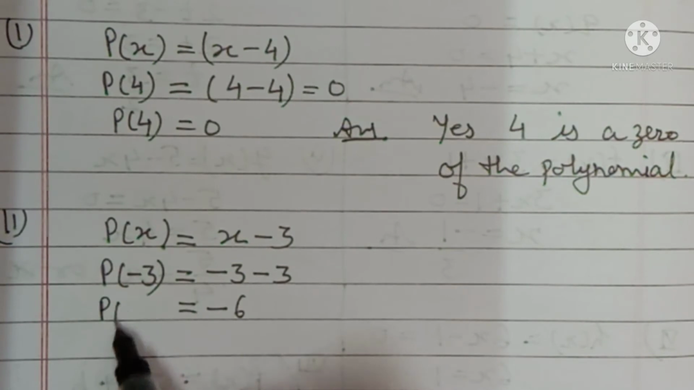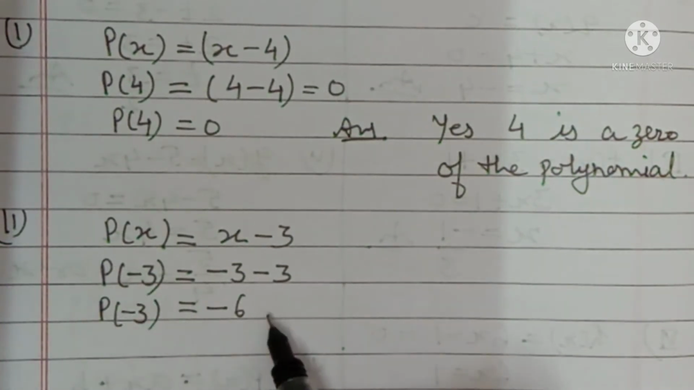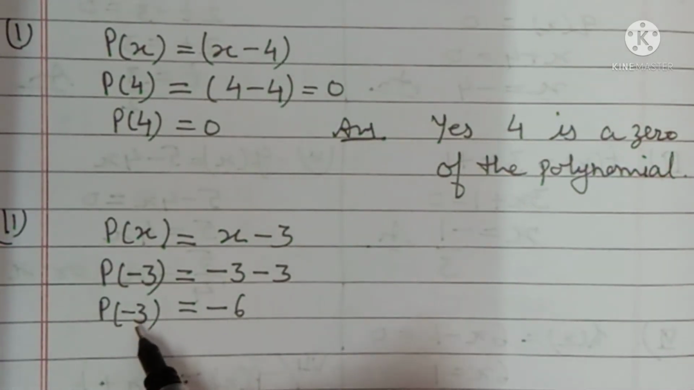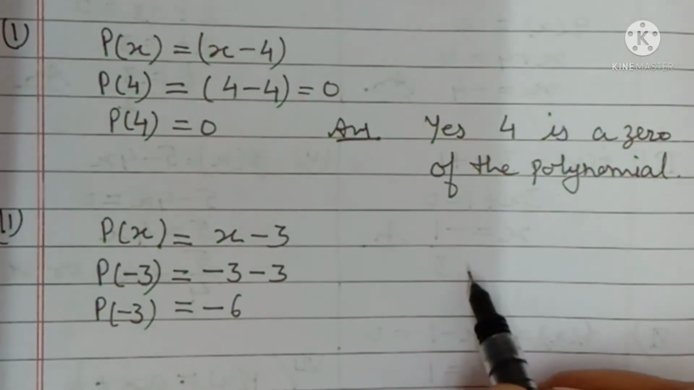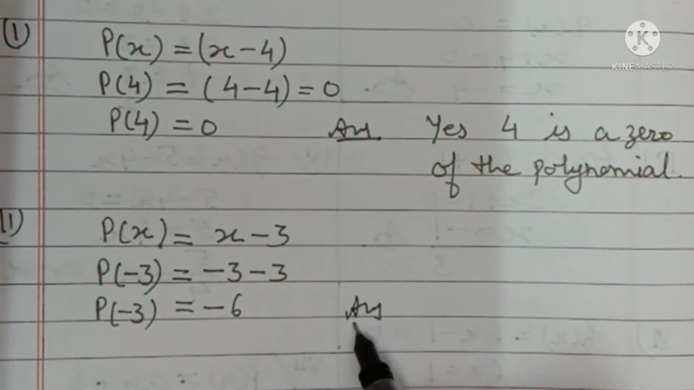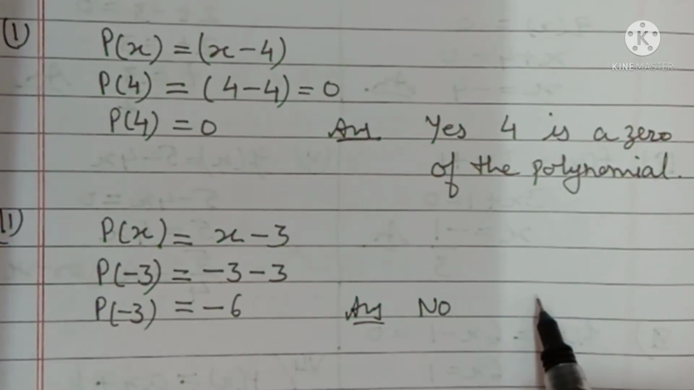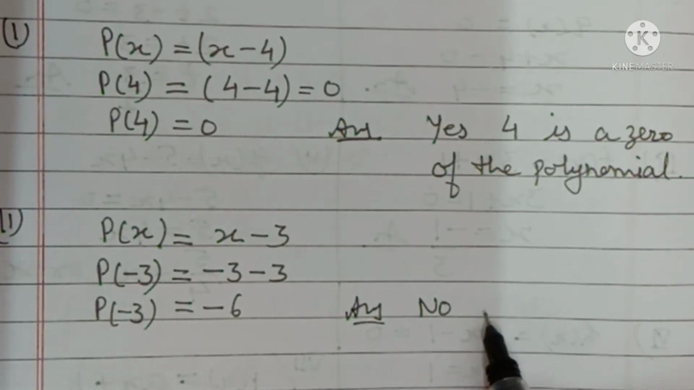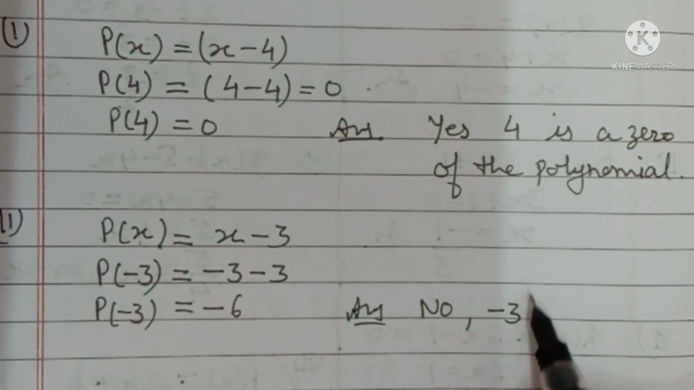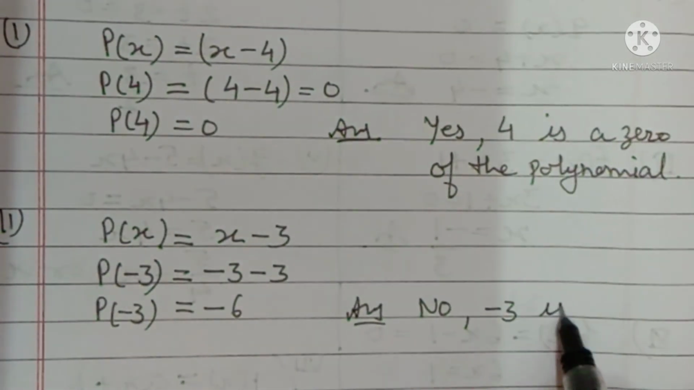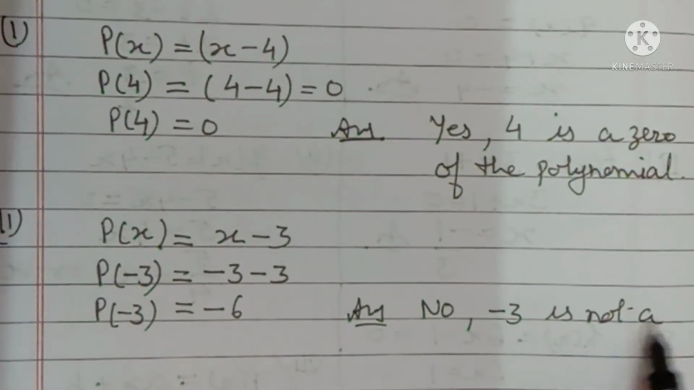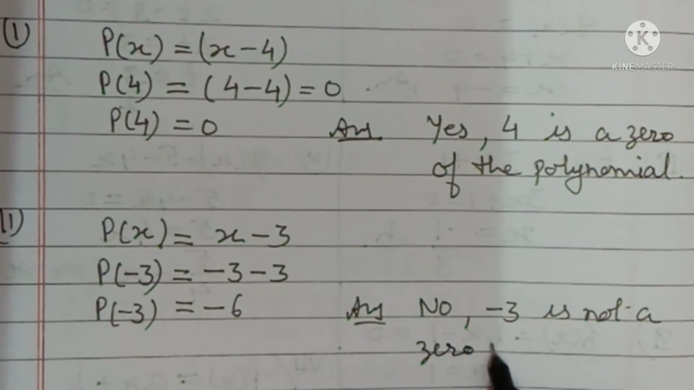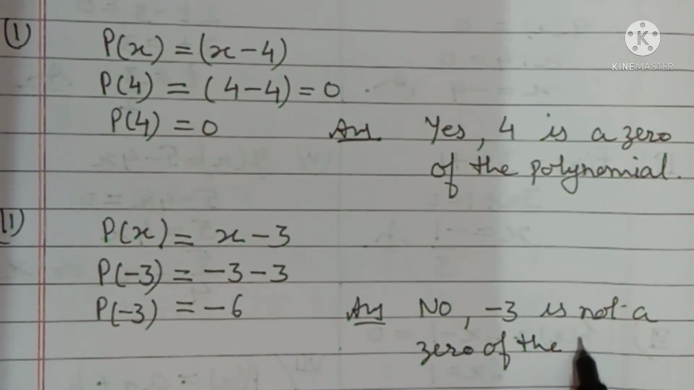So the polynomial does not become 0 at p(-3). So you will write the answer: No, minus 3 is not a zero of the polynomial.